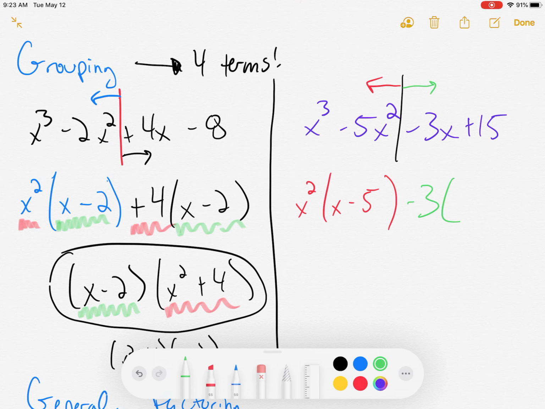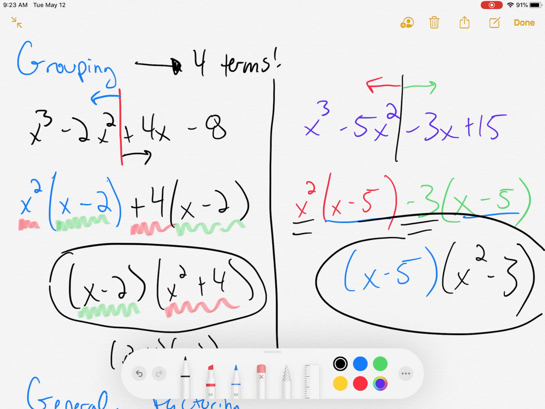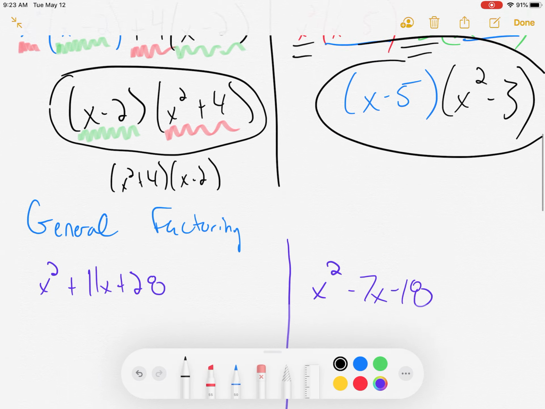When I take out that negative 3, negative 3x divided by negative 3 is x, and 15 divided by negative 3 is negative 5. Now these two are the same things. I'm going to write those in a different color. So I only need to write those one time, x minus 5. And then here, I have x squared and minus 3. I'm smashing it all together. That is your final answer.